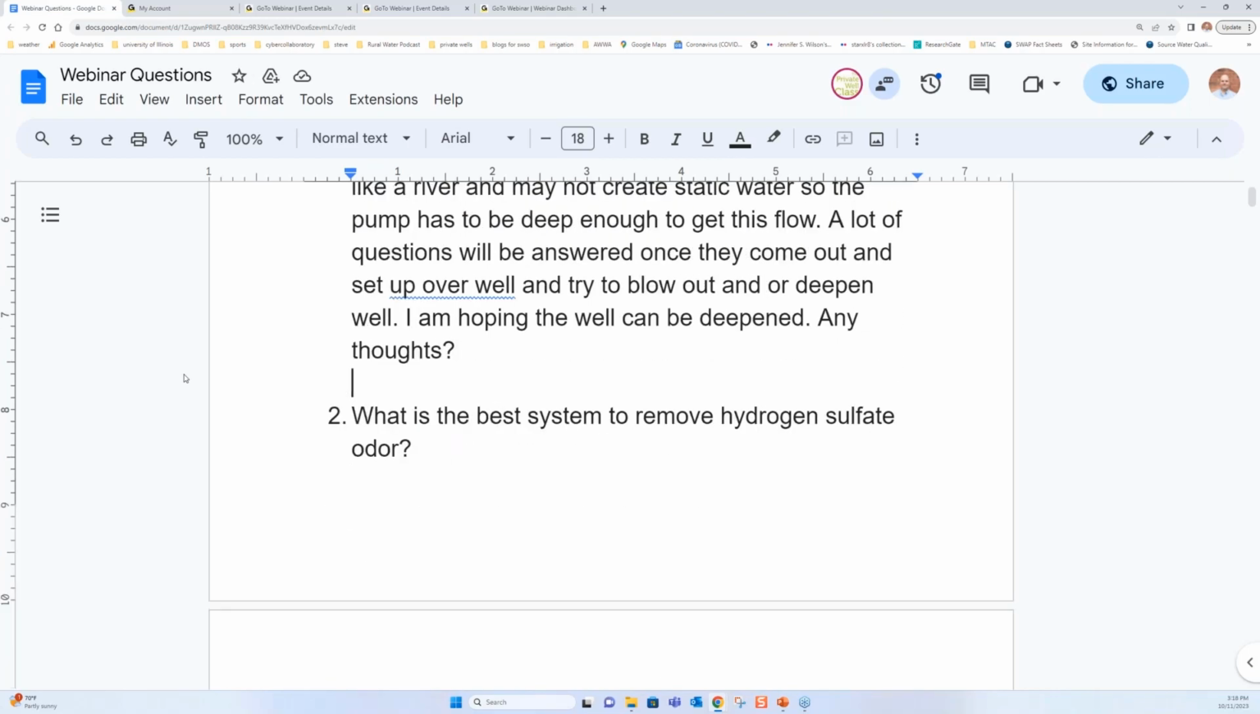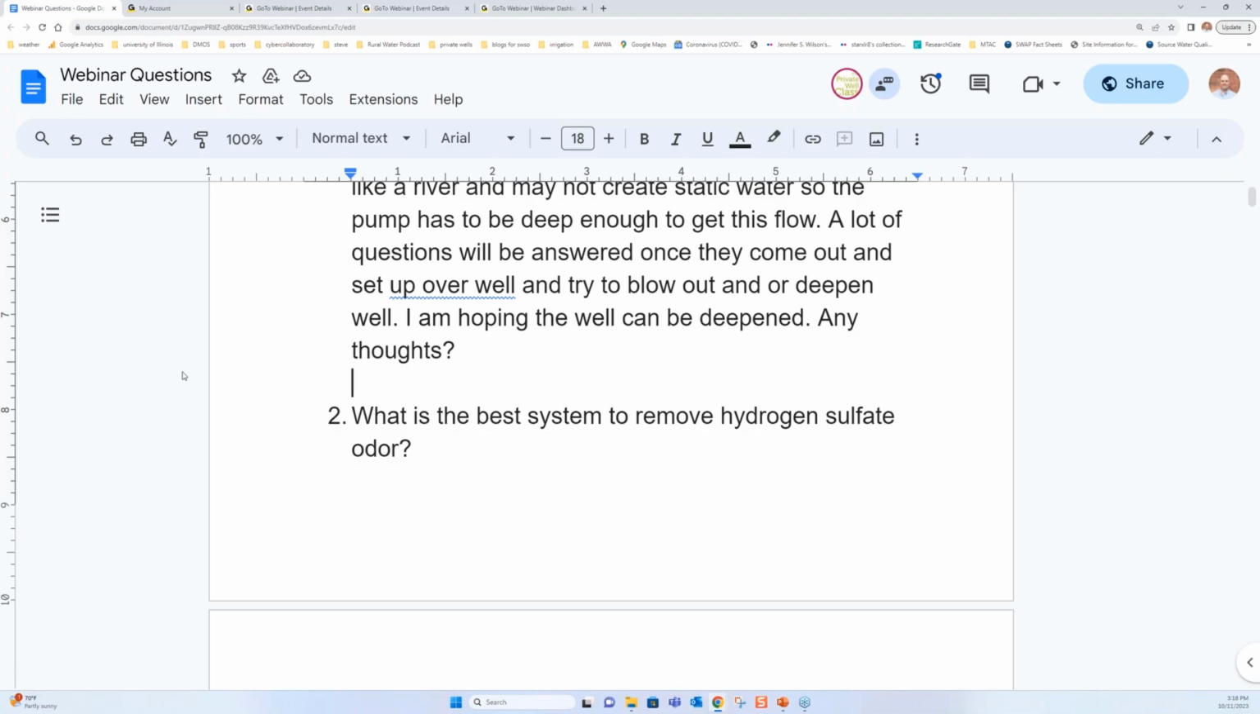So what's the best system to remove hydrogen sulfide odor? I think I answered that question, and I would look at the Minnesota guide. There's several ways you can remove that, but one of the things that we typically would recommend, which we're not treatment experts here either, is that you need to aerate it before it comes in the house.